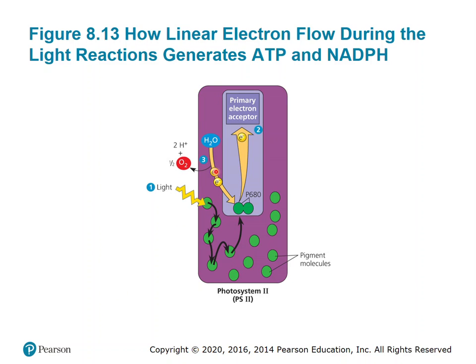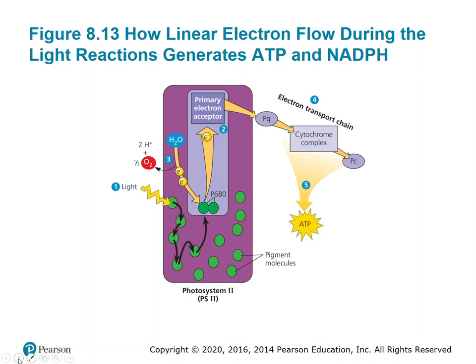water comes in, is split, it donates its 2 electrons. Oxygen is released and it combines into O2. And the hydrogens are released into the thylakoid space. Then the excited electrons move up into this electron transport chain.